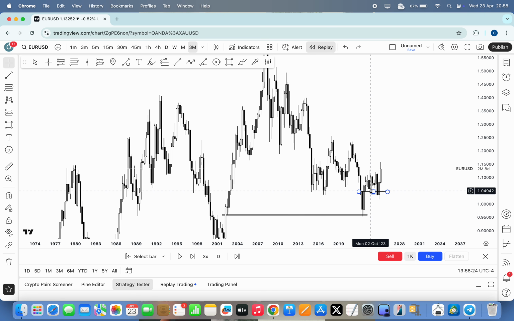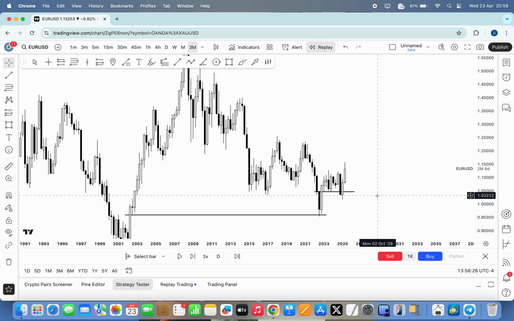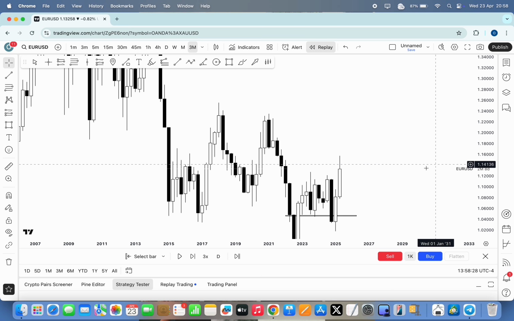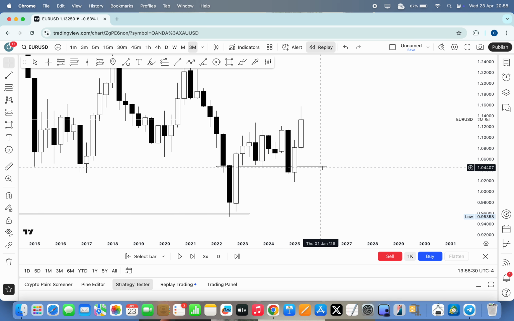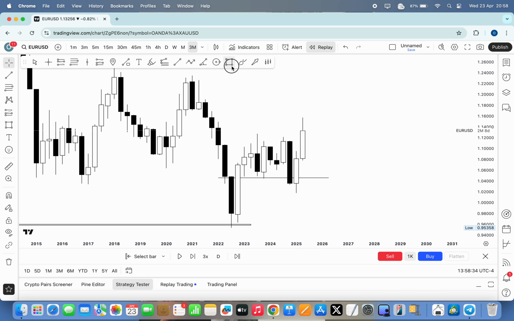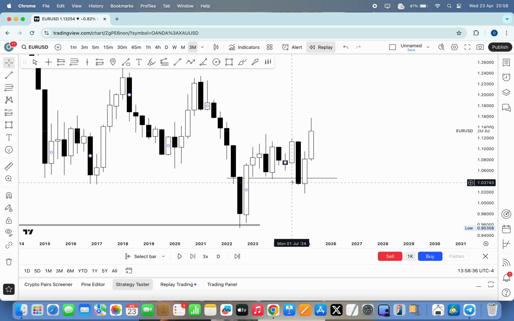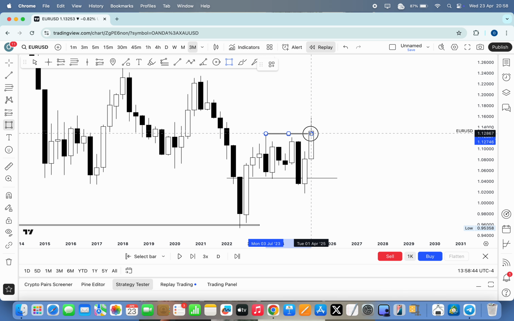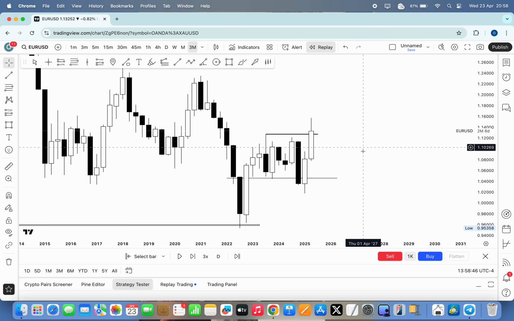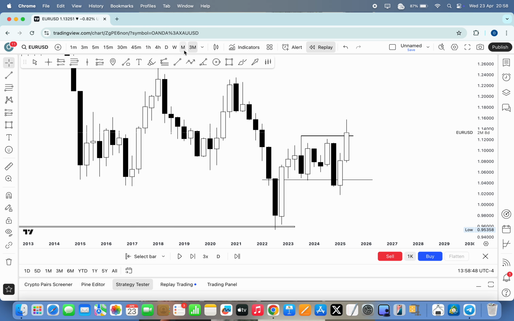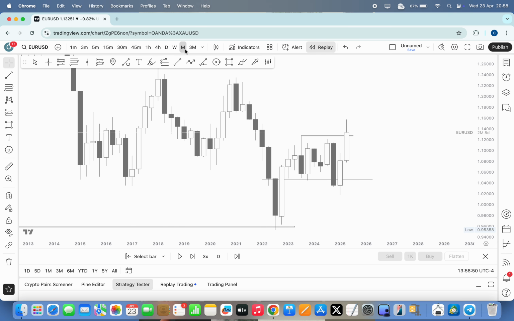So it came out, retested, and created the CRT over here. The CRT was created when it took out the low of this candlestick, and the CRT was covered together with this high. So we are currently pushing bullish. I know you're asking, but the trade was a bearish one. I'm going to explain it more as we scale into the lower time frame.